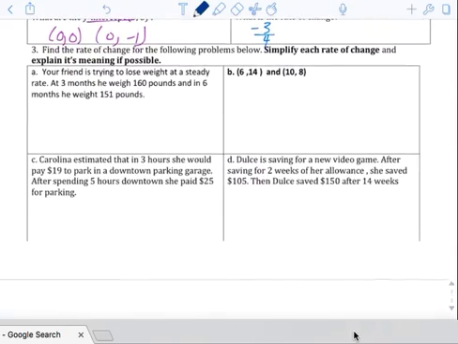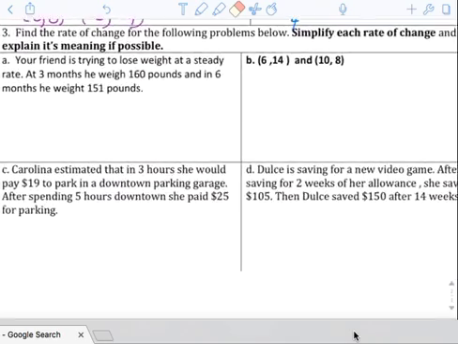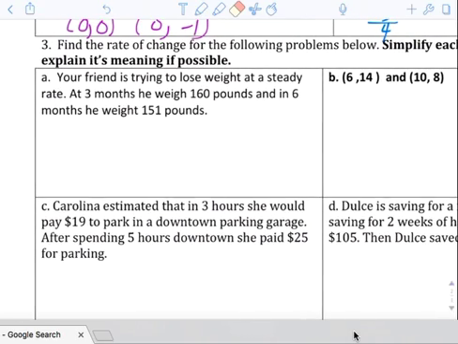Find the rate of change for these and its possible meaning. Okay, you guys know how to do this one. Okay, your friend's trying to lose weight at a steady rate. 3 months, he weighed this much. So at 3 months, he weighs 160 pounds.